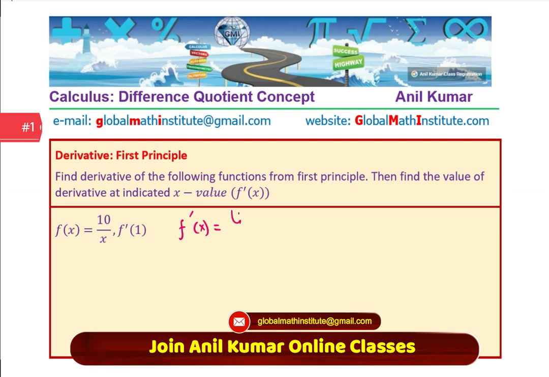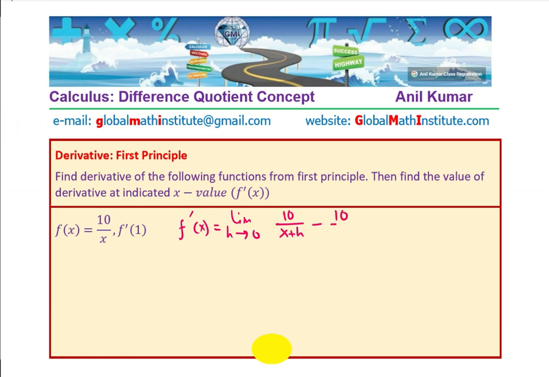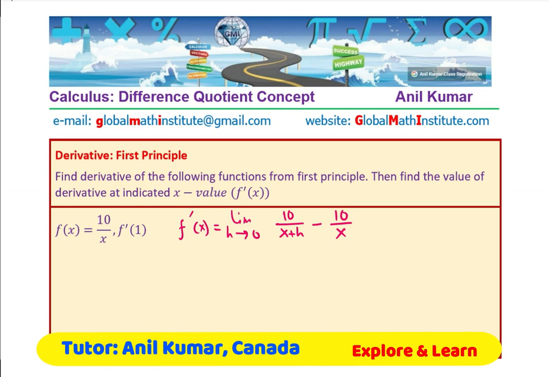Derivative will be limit h approaches 0. So we have 10 over x plus h minus 10 over x, correct? Since the formula you remember is limit h approaches 0, f of x plus h minus f of x over h, right? So we have applied the formula. So over h, I'm writing everything divided by h, like multiplying by this.